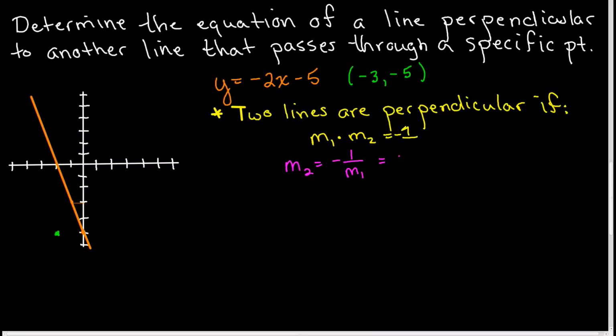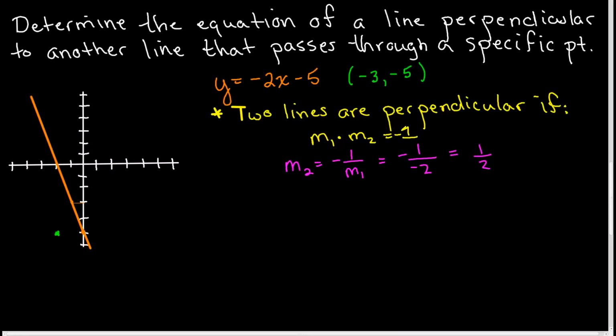So negative 1 over negative 2, which is equal to a positive 1/2. So again, all you have to do is flip your slope over. That would give you negative 1/2. Change your sign, be positive 1/2. And that's the slope of our new line. Well, the only thing left to find is our y-intercept.